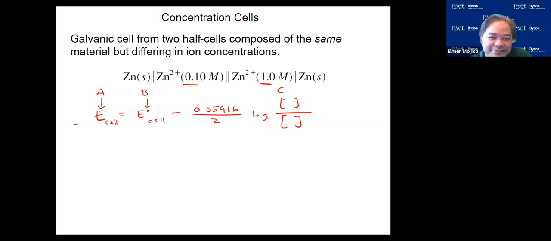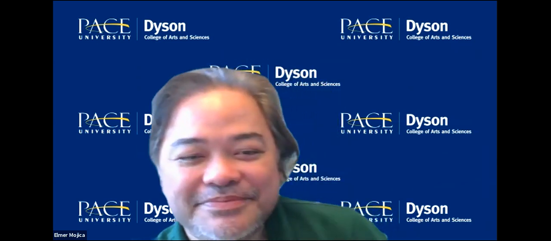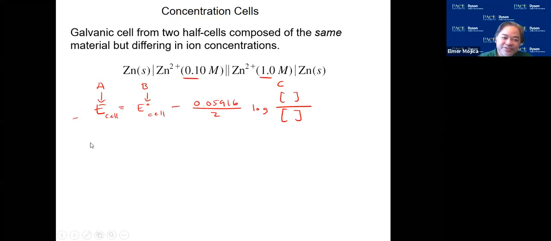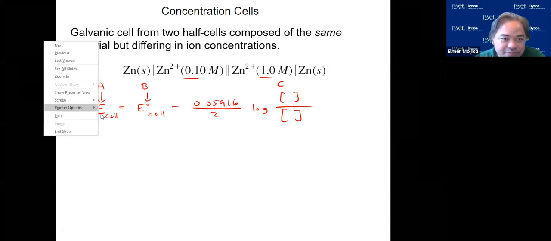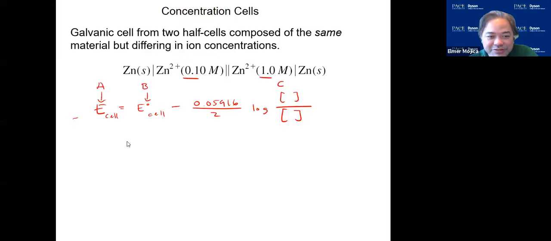And the answer is letter B. Because if you look at this, what will happen here? Your E cell, what we call standard E cell. You have the same cathode and anode. Since you just have the same zinc, you're going to have the same value. So that one will automatically become 0. So everything will depend on the ratio that you have here.